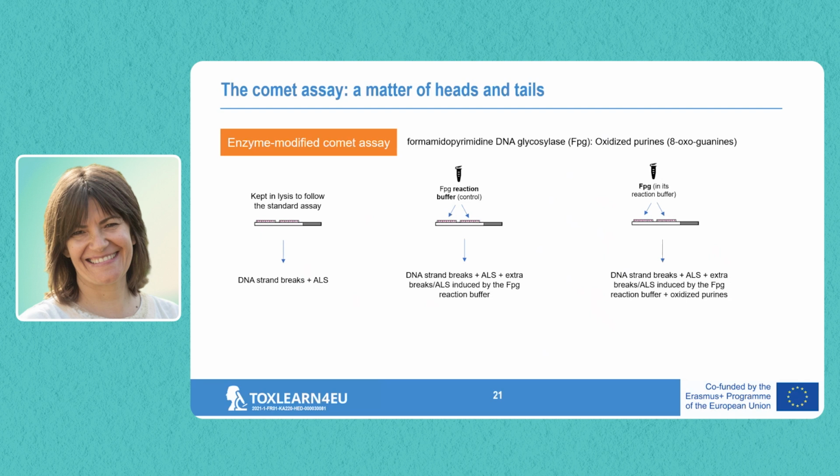So what do I have to do if I want to know only the level of oxidized purines in my sample? I subtract this from this, and then I will have the net oxidized purines that I have in my cells. If I do both at the same time, which is very easy, the standard Comet assay and the FPG modified Comet assay, I will have all the information about DNA strand breaks and alkali labile sites, and also about the oxidized purines. Is it clear?